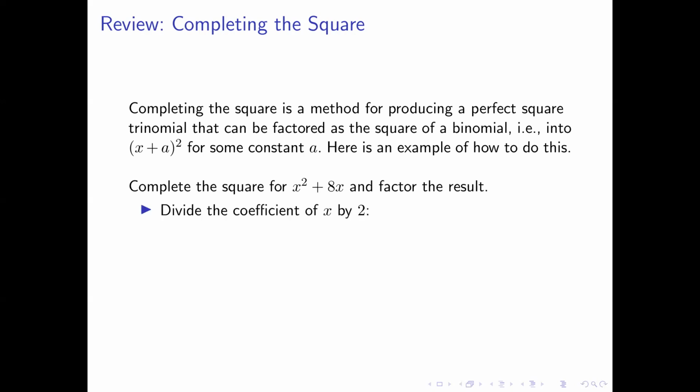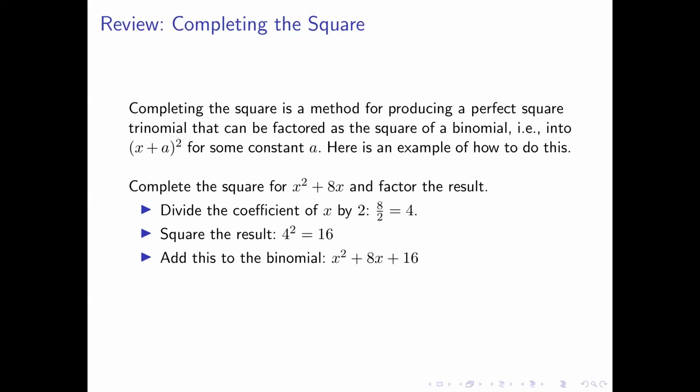The first step is to take the coefficient of x and to divide it by 2. So we have 8x in our expression. We're going to take the 8 and divide it by 2. That gives us 4. Now we'll take the 4 that we just got and square it. 4 squared is 16.